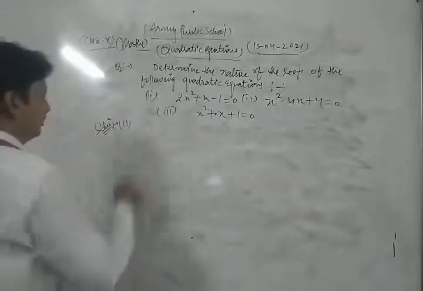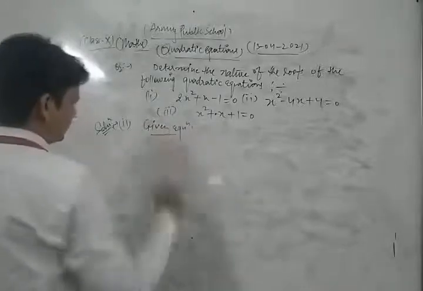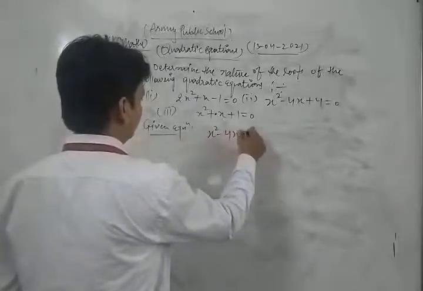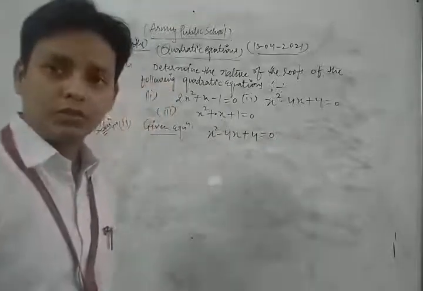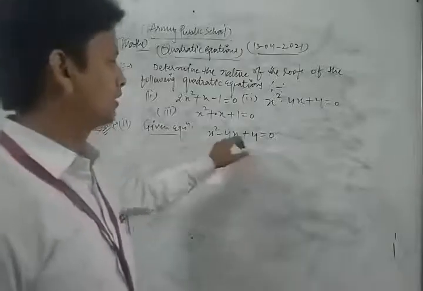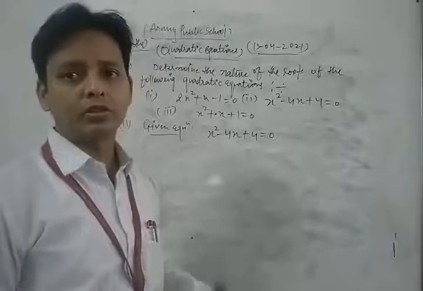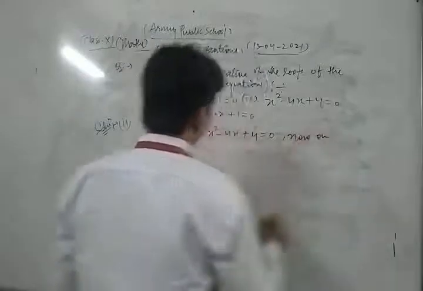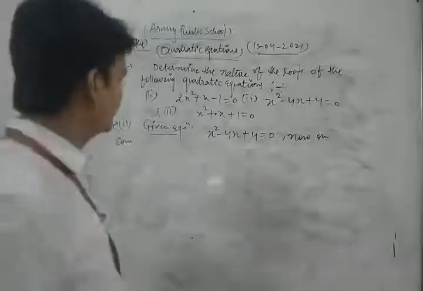Now let's see. Now given equation, x square minus 4x plus 4 is equal to 0. Okay, the given equation is x square minus 4x plus 4 is equal to 0. Now we compare it by the equation ax square plus bx plus c. Okay, now on comparing, third one is what? Third one is this now.